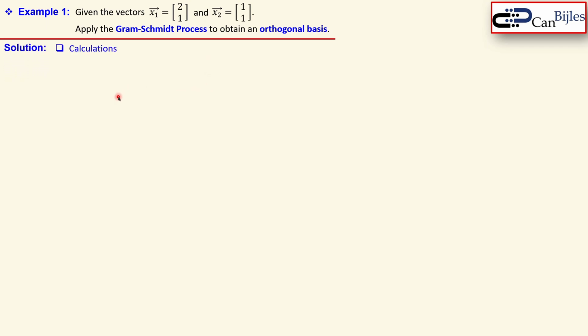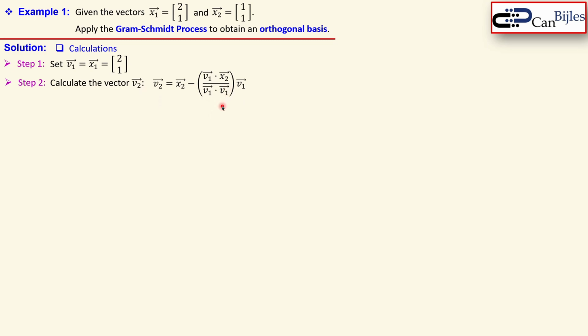Okay, let's now carry out the definition. Step 1 is we set this v1 to this vector x1, that is just 2, 1. That's just the first step. Now the second step is calculate now the vector v2, which is the new vector, which is then given by this expression we have seen. Now we need to again do here the dot product of v1 and x2, and another dot product of v1 and v1. And then you multiply that by the v1 vector, and then you need to subtract this from the x2.